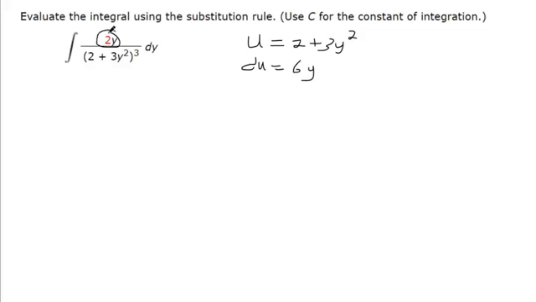I've almost got my du in the numerator, which is where it's supposed to be. I can finish getting a du by putting a 1/3 in the outside. That means I can multiply by 3 on the inside to give me 6y in the numerator. So in terms of u, du in the numerator, like we wanted. And then 2 plus 3y squared, that's u.